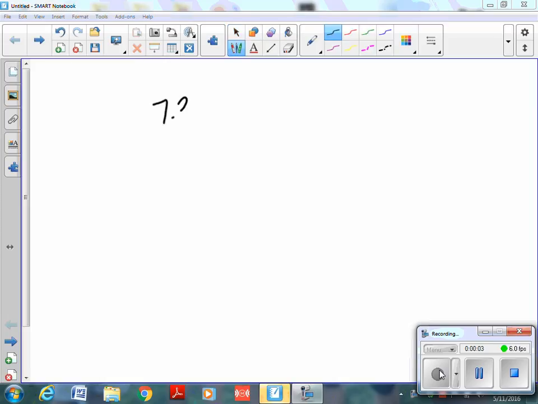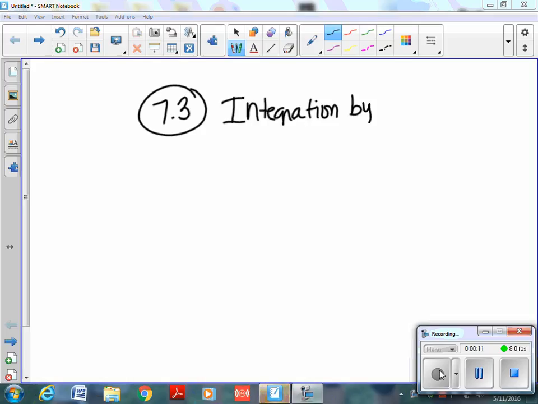Okay, 7.3 is called integration by parts. This is one section in the first 8 chapters that we didn't learn. It wasn't on the AB test, it's on the BC test. Integration by parts and the length of a curve were the only two in chapters 1 through 8, so we have to go back and relearn these two sections.